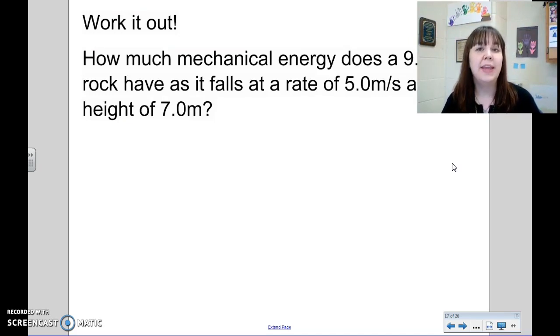So how much mechanical energy does a 9 kilogram rock, sorry for it being underneath my video there, how much mechanical energy does a 9 kilogram rock have as it falls at a rate of 5 meters per second from a height of 7 meters? So try that out. You remember it's both kinetic and potential energy added together. How much total mechanical energy does this rock have? And we'll get together tomorrow and see if you are correct.